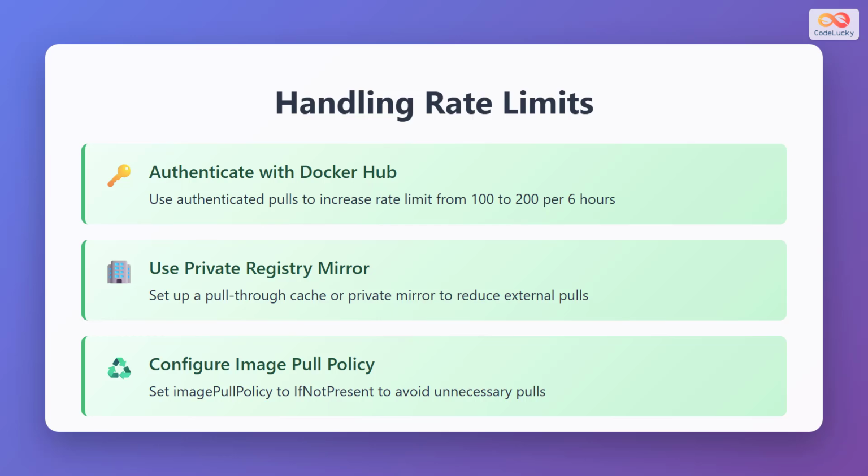Docker Hub and other registries impose rate limits on image pulls to manage their infrastructure. There are several strategies to handle these limits. First, authenticate with Docker Hub using your credentials, which increases your rate limit from 100 pulls to 200 pulls per 6 hours for free accounts. Second, set up a private registry mirror or pull-through cache within your infrastructure, which caches images locally and dramatically reduces external pulls. Third, configure the image pull policy to IfNotPresent in your pod specifications, which tells Kubernetes to use locally cached images whenever possible, instead of always pulling from the remote registry.